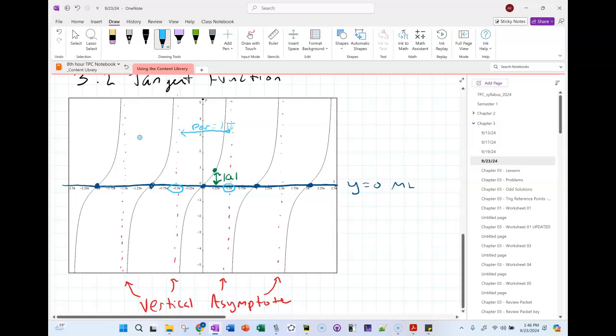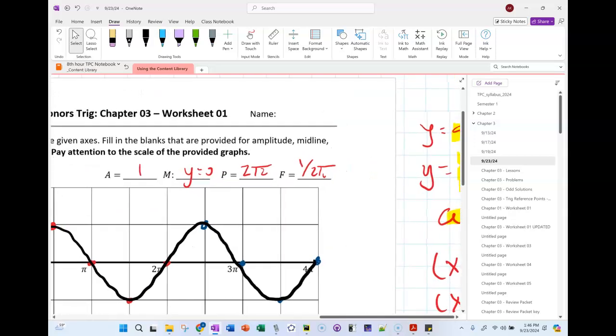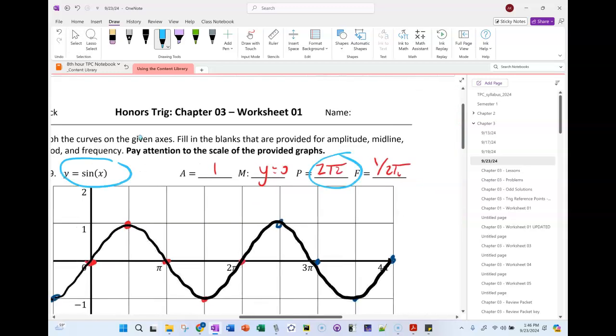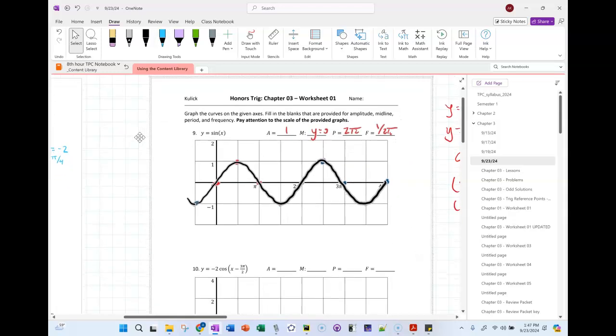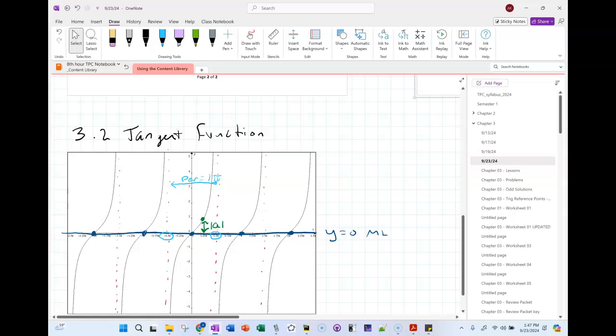Do you remember how long the period was for just y equals sine or y equals cosine? We did it just a second ago, right? It's 2 pi. That's another difference between our graphs of sine and cosine and tangent: the periods are different. Everybody's okay with that?